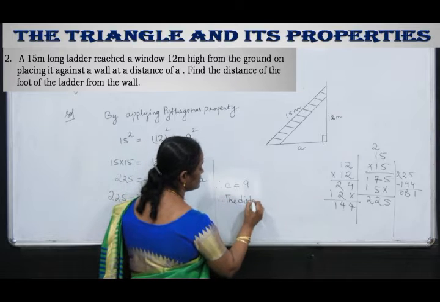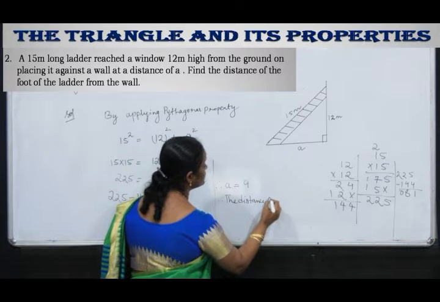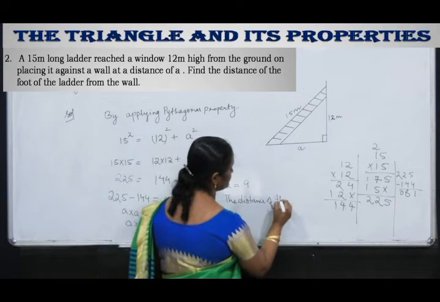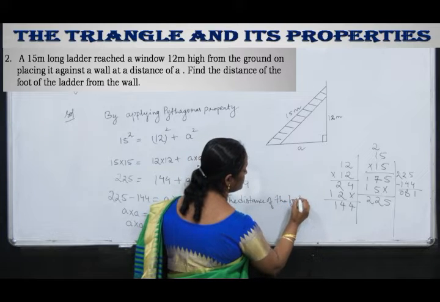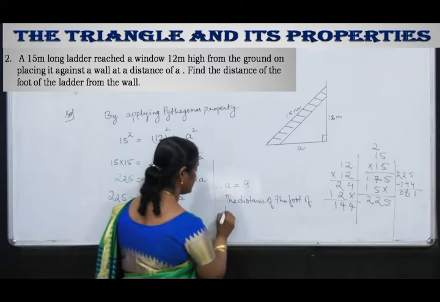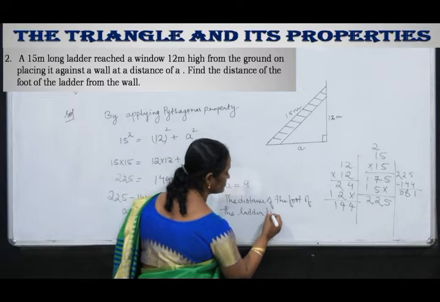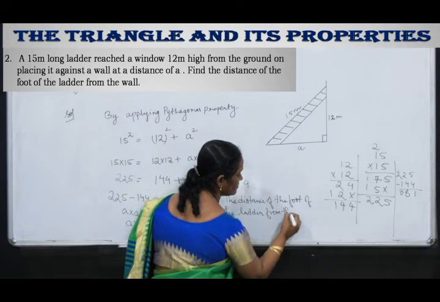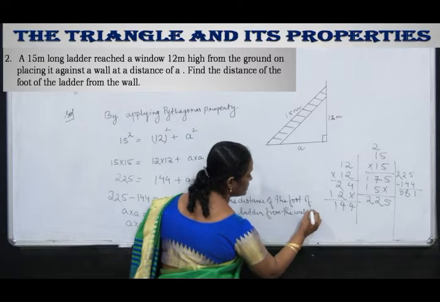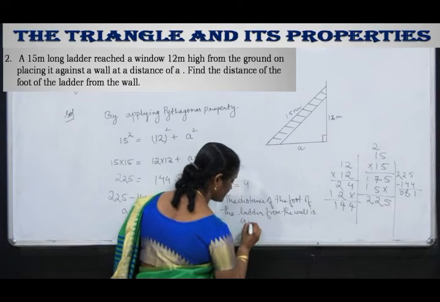Therefore, the distance of the foot of the ladder from the wall is 9 meters here.